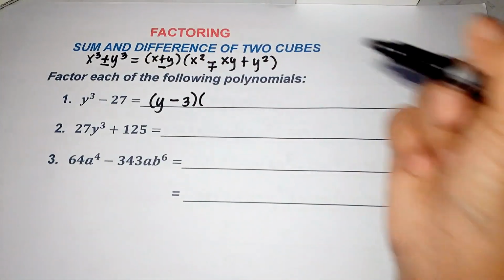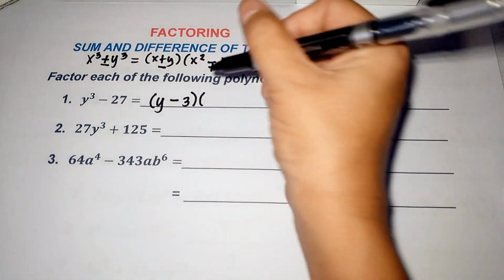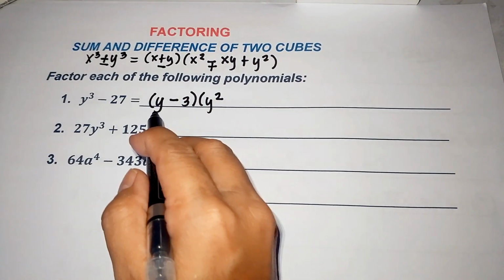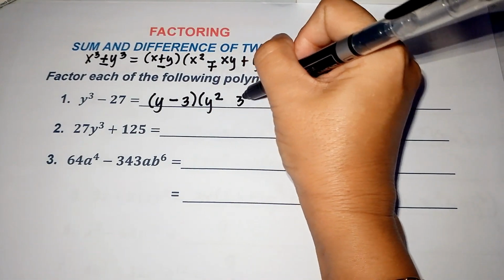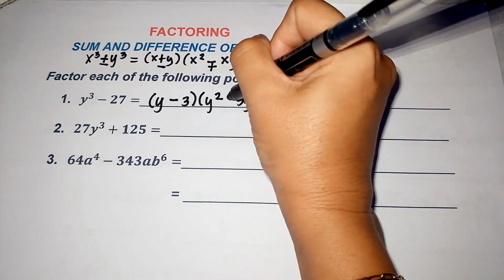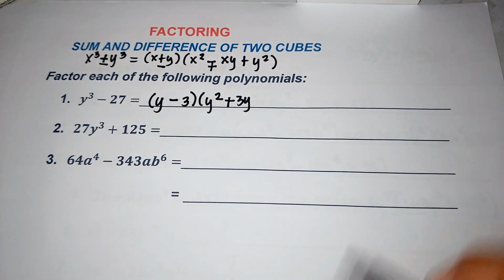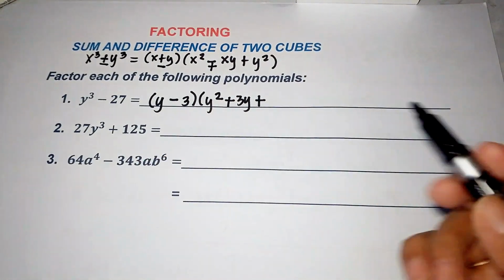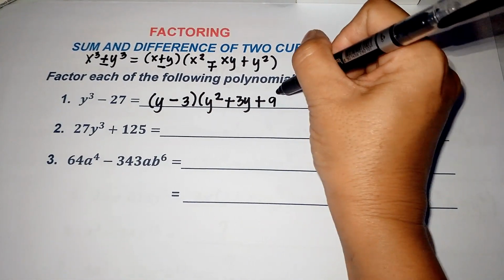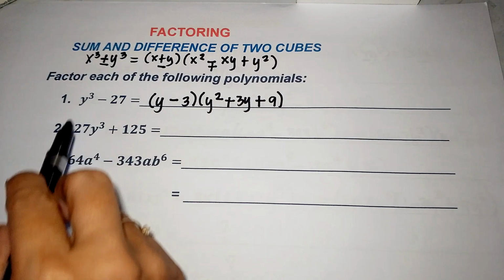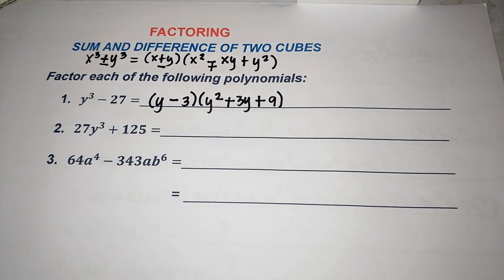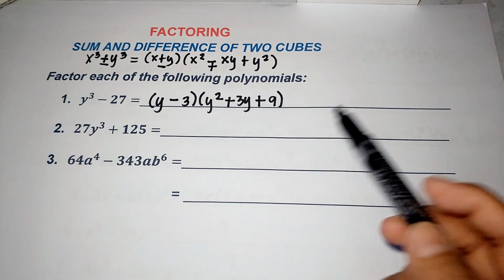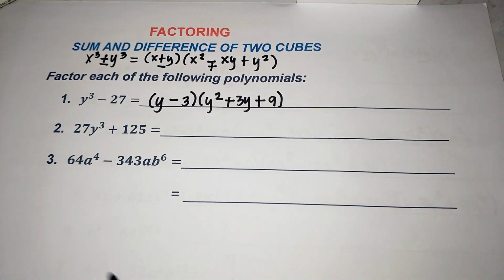Then for the trinomial part, we square the first one. That will be y squared. We multiply them. Y times 3 is 3y. Since this is minus, we put here plus. And then for the third term, the square of the second number. The square of 3 is 9. So the factors of y cubed minus 27 is equal to y minus 3 times the quantity y squared plus 3y plus 9.